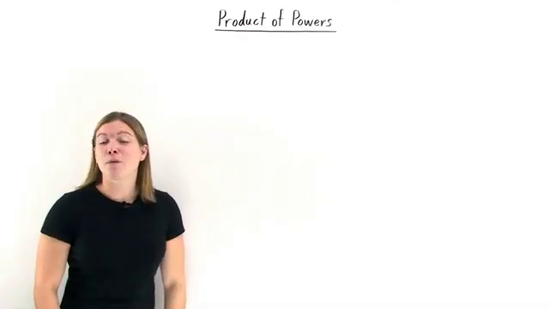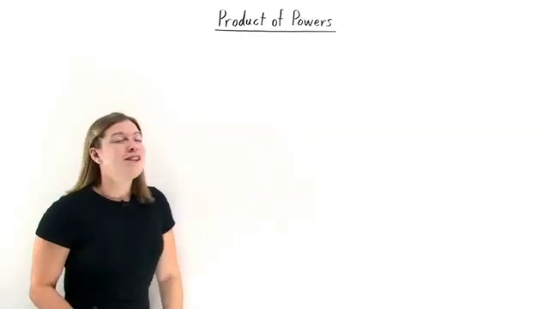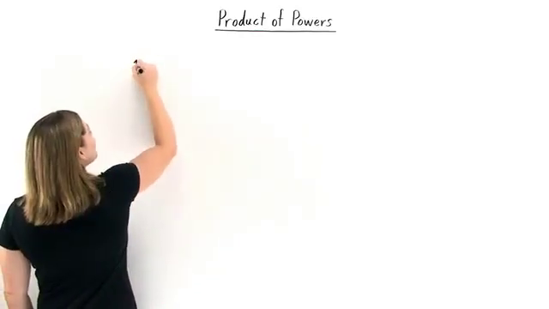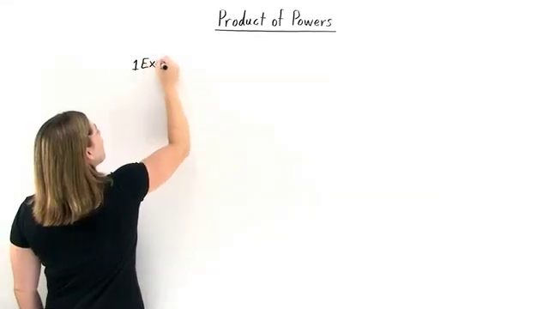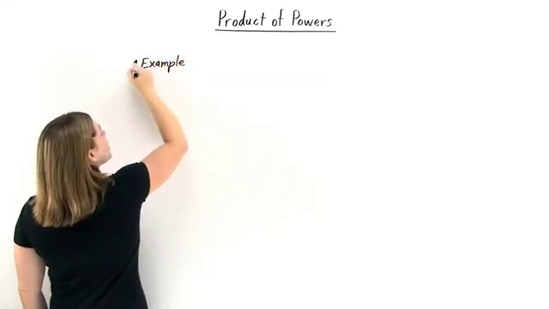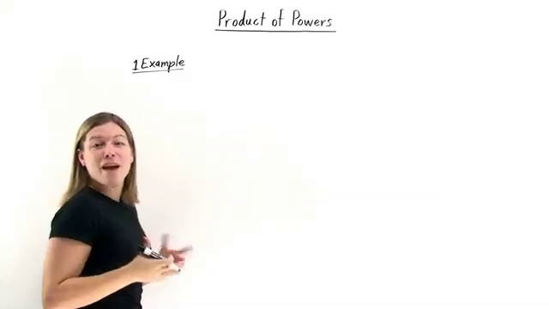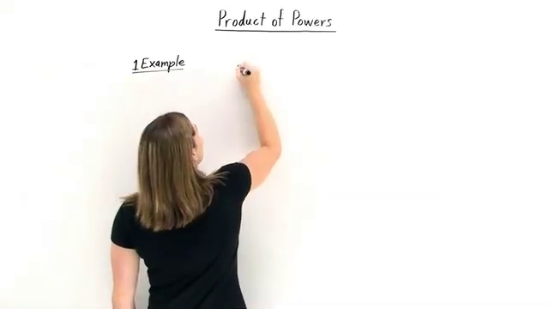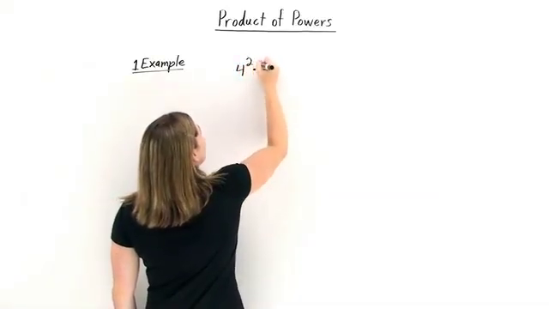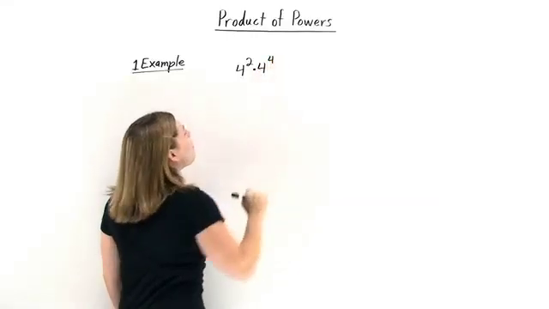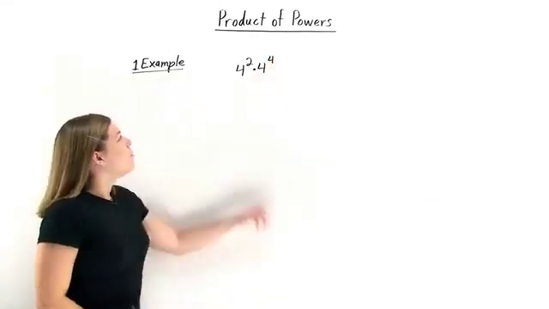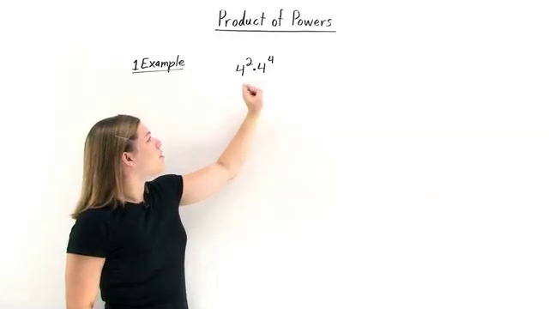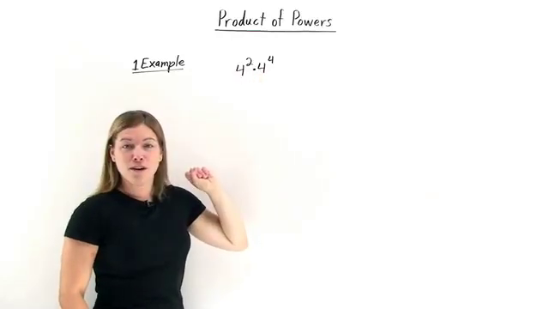Let's take a look at the product of powers rule. To do this, let's start off by looking at an example. Let's perform a multiplication, and we'll throw in some exponents while we're at it. Let's say that we have 4 squared, and we want to multiply that by 4 to the 4th. So we're taking 4 and squaring it and multiplying it by 4 to the 4th power.